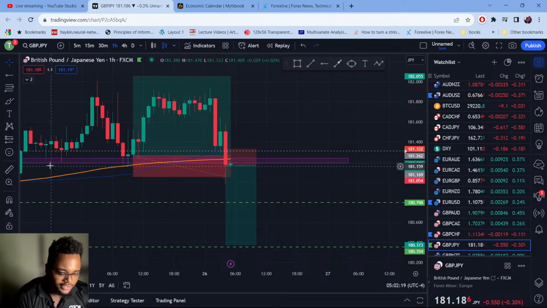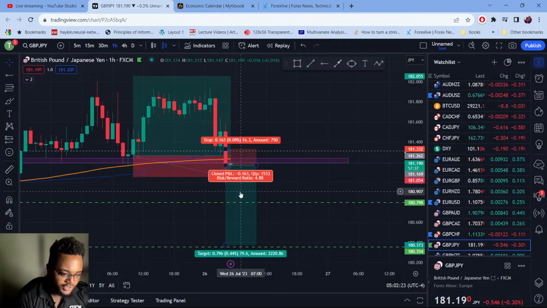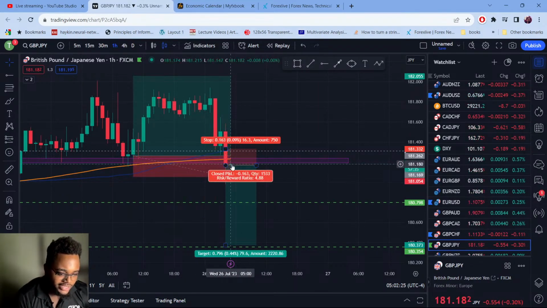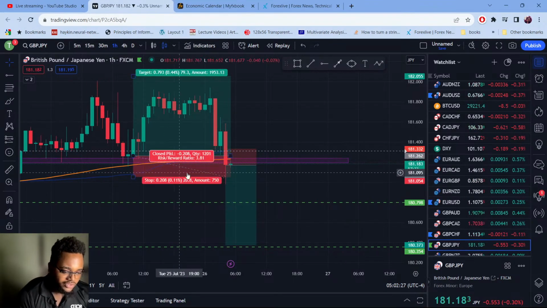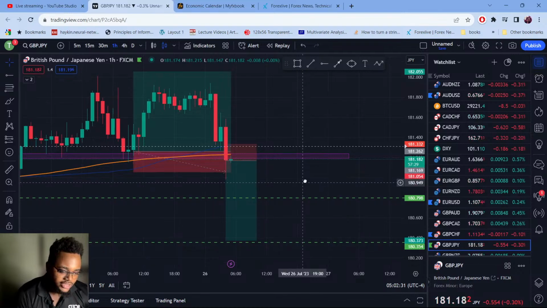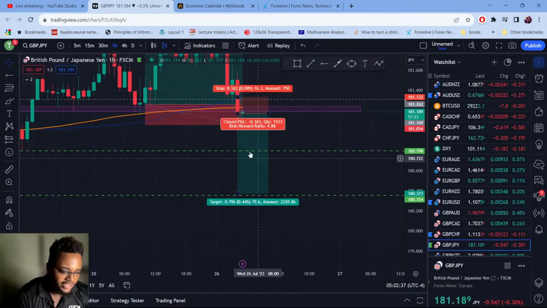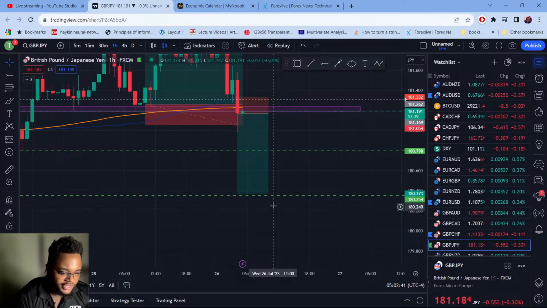We have to note the fact that we did have this weak rejection right here, back into the area. However, I do think that bearish pressure could signal a continuation even lower, possibly into the first target here, and then even further into the next significant target. But this is the current setup that I have for GJ, looking for sell continuations.